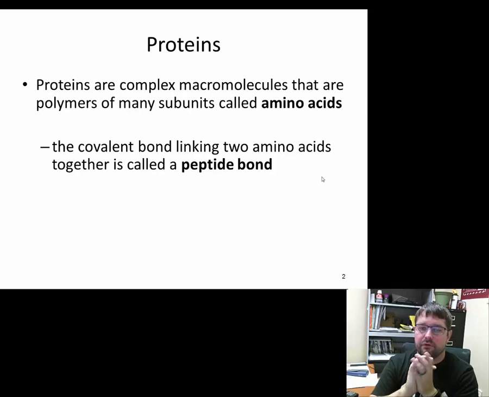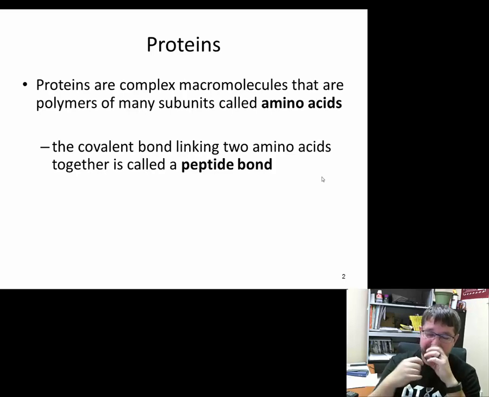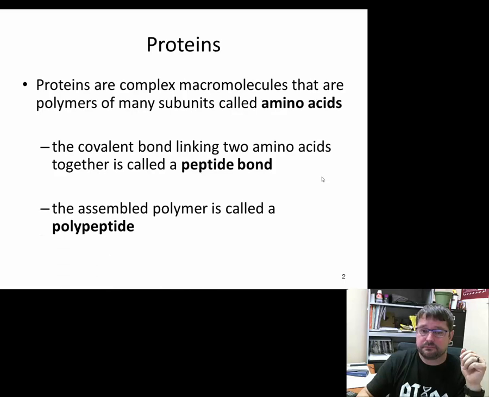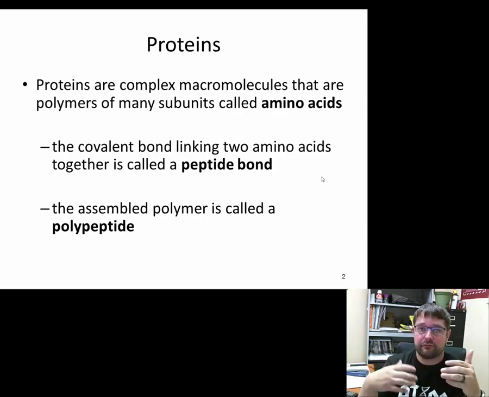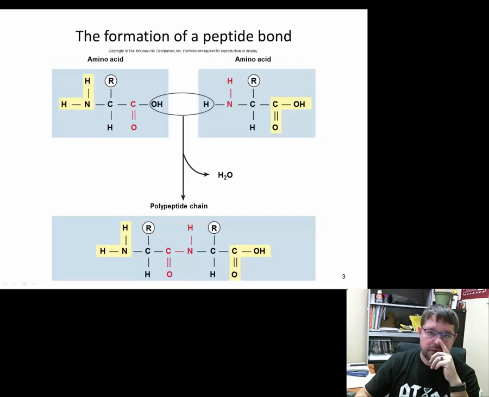Now, when you lay down an amino acid and you chain some of them together, the bond between them is called a peptide bond. And if you have a whole bunch of them, it's called a polypeptide. So often another term for proteins is polypeptides, because this is the bond that makes up these long polymer chains of amino acids and results in a polypeptide or protein. And you can see how this is formed by this diagram here.